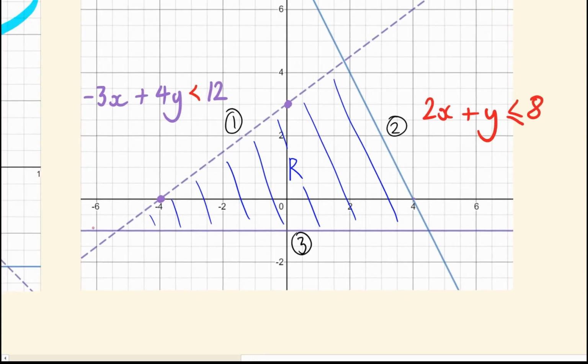Just one more, and it's an easy one. This is a horizontal line. It cuts through the y-axis, so it's y equals, and it cuts through at minus 1. Also, we're above this line, and the line is solid, so therefore y is greater than or equal to minus 1.